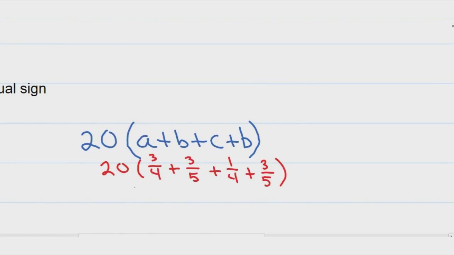And we have parentheses, so we have to do whatever's in parentheses first. Well, since they're all adding, the order doesn't matter. And what I would do is combine all the numbers with common denominators first. So I'd put in 3/4 plus 1/4, so we can combine those, then plus 3/5 plus 3/5. So our problem looks like this.